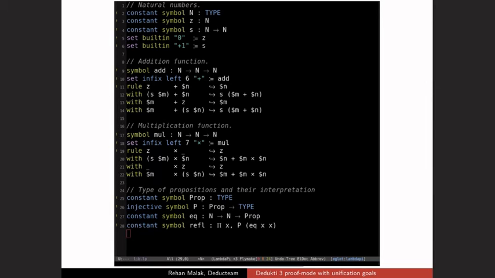So let me show you how the proof mode of Dedukti 3 currently looks like. This is Emacs, and this is a good moment to look a bit at the syntax of Dedukti 3. So we are going to prove a very basic arithmetic theorem from scratch. So we define the natural numbers in the usual way with the two constructors, 0 and the +1 function.